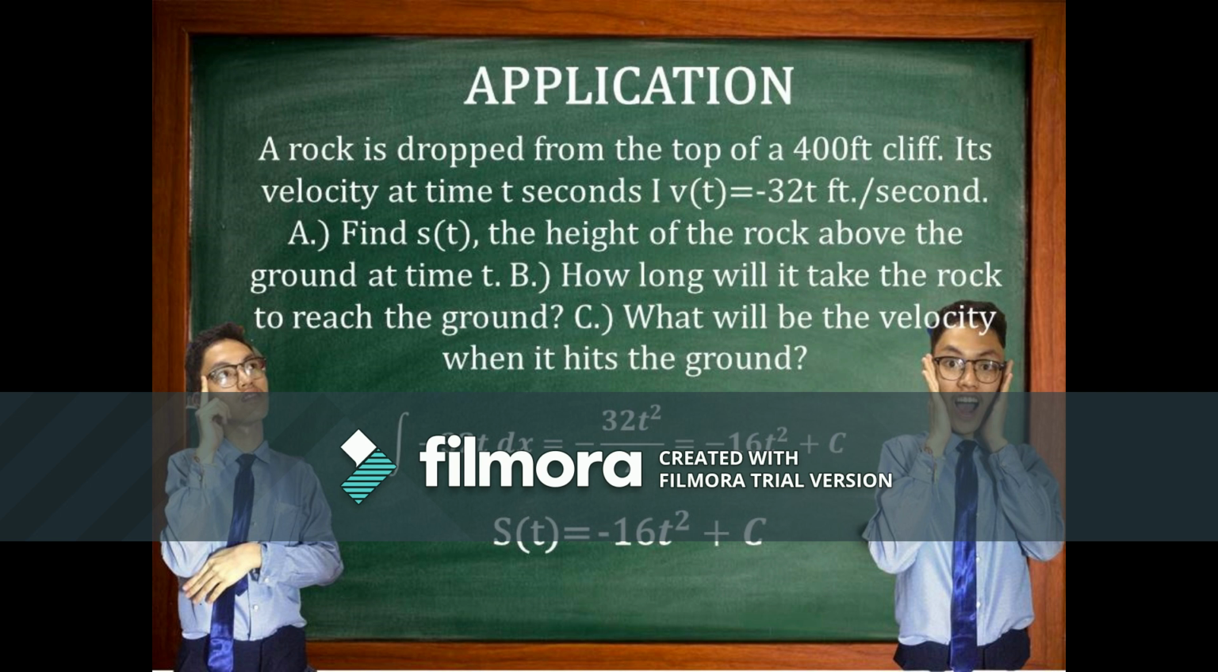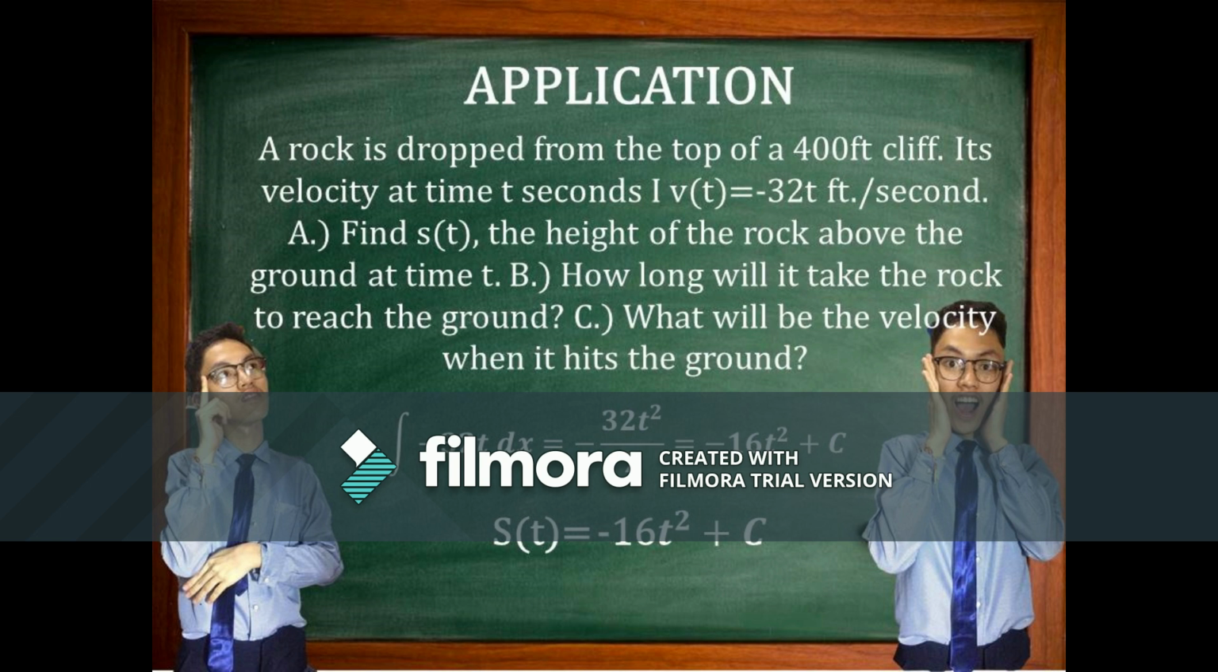Let's have another problem. A rock is dropped from the top of a 400 feet cliff. Its velocity at time t seconds is given. v of t is equal to negative 32t feet per second. Find s of t, the height of the rock above the ground at time t. How long will it take the rock to reach the ground? What will be the velocity when it hits the ground? Let's answer the first question.